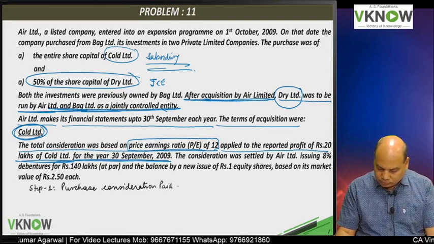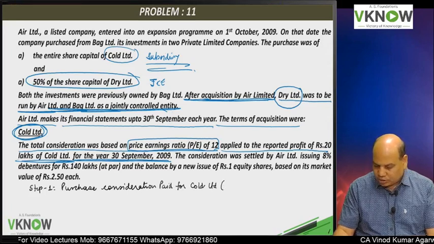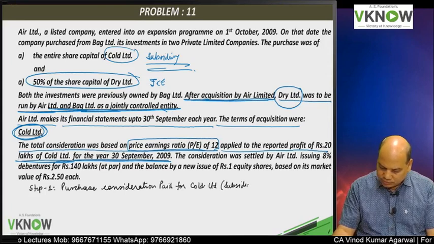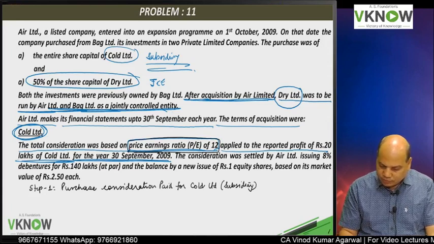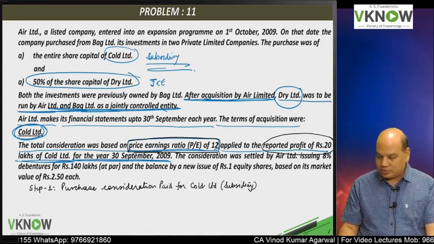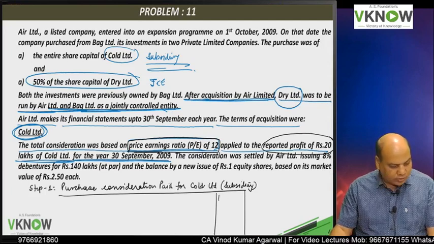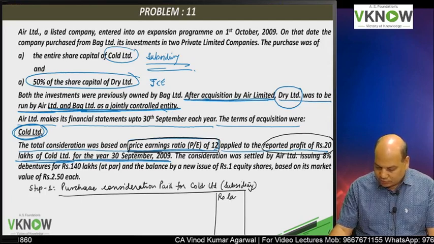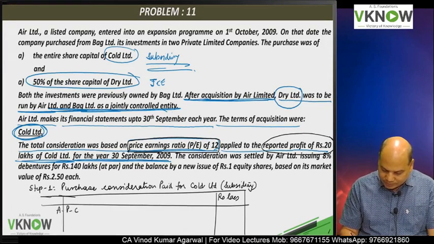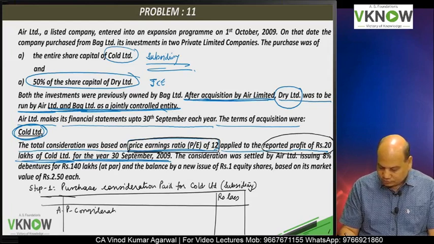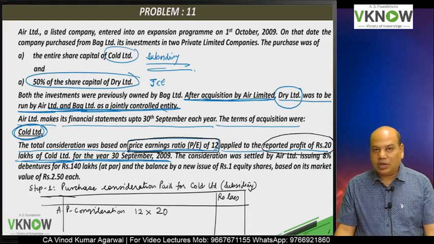Step 1: purchase consideration paid for Cold Limited, which is our subsidiary. Now what is the formula? Price earning ratio of 12 is applied to a profit of 20 lakh. So purchase consideration would be, I am going to write rupees in lakhs, purchase consideration is equal to 12 P ratio multiplied by 20 lakh of earning.